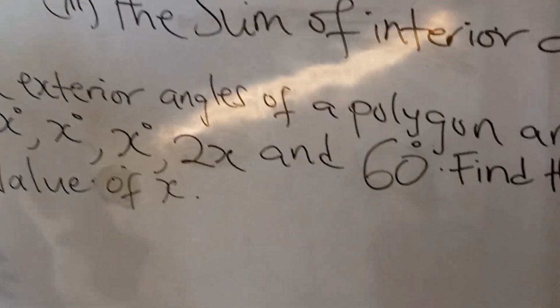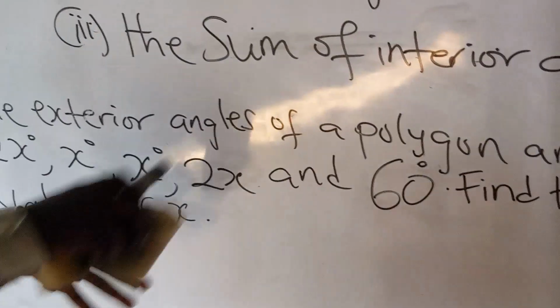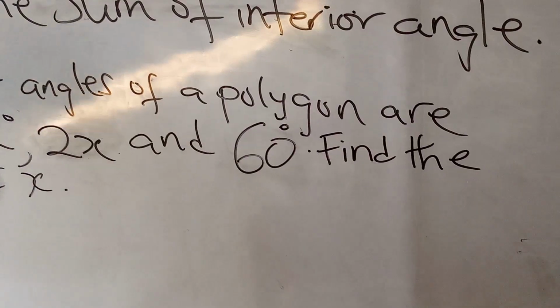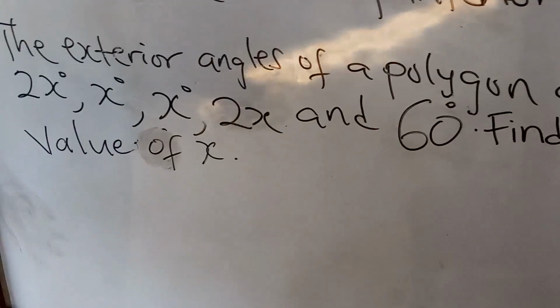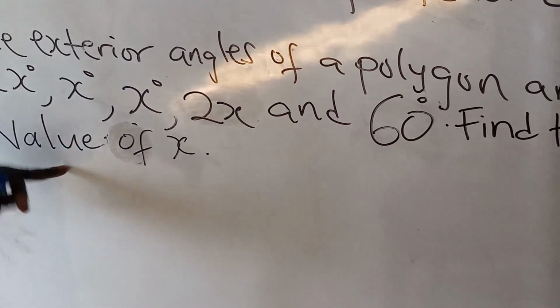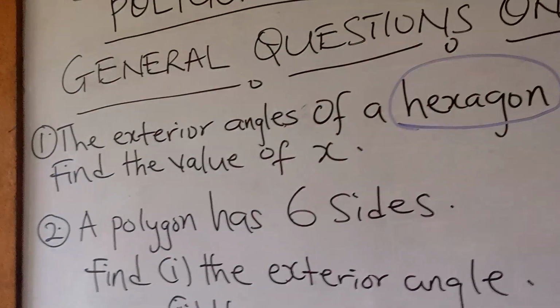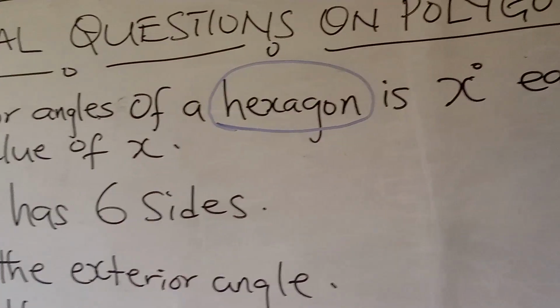Let's move on to the last question. The exterior angles of a polygon are 2x, x, x, 2x and 60 degrees. Find the value of x. This question is similar to question 1, so there is no need to waste time on it.